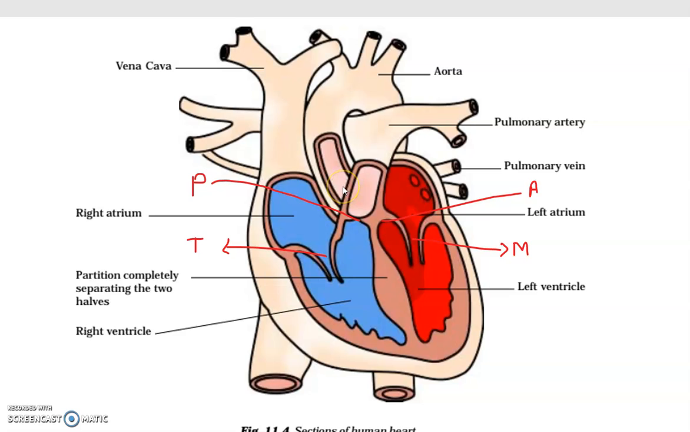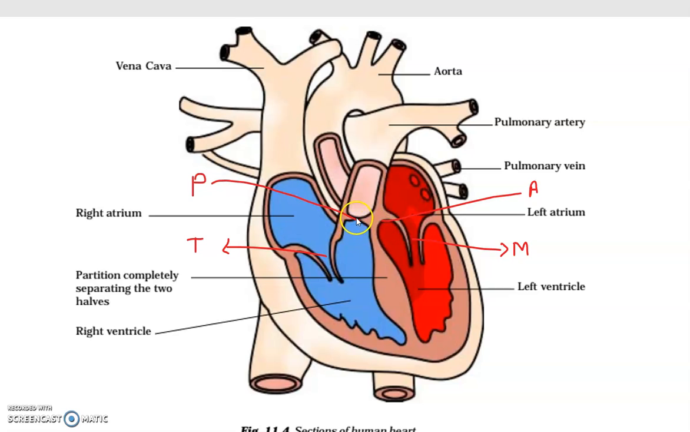going into the aorta. Here there is one more valve, which is called the aortic valve, because the blood is going into the aorta through this valve. Similarly, from here, the blood is going into the pulmonary artery. So this is called the pulmonic valve. And these two valves also do the same kind of thing.